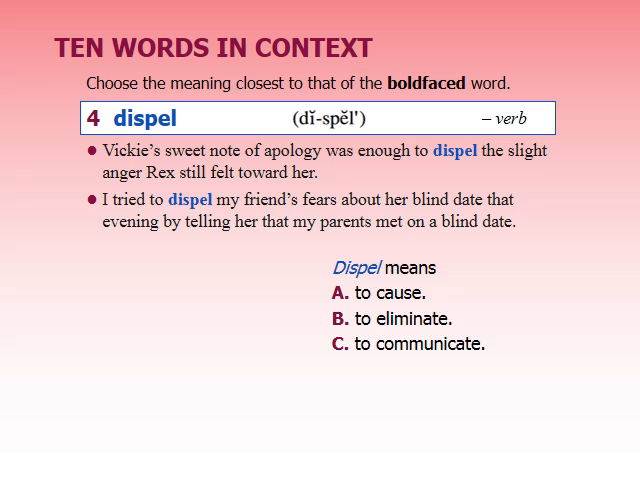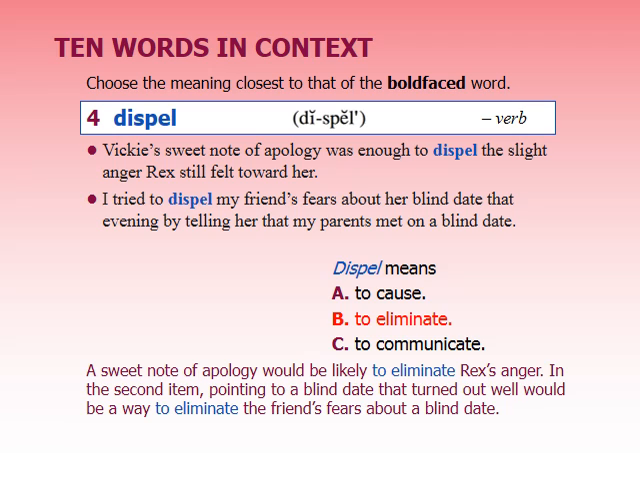Our next word here is dispel, and this one is a verb. Vickie's sweet note of apology was enough to dispel the slight anger Rex still felt towards her. I tried to dispel my friend's fears about her blind date that evening by telling her that my parents met on a blind date. So what dispel means is to eliminate. On page 115, it's number 1, to drive away as if by scattering, to cause to vanish.